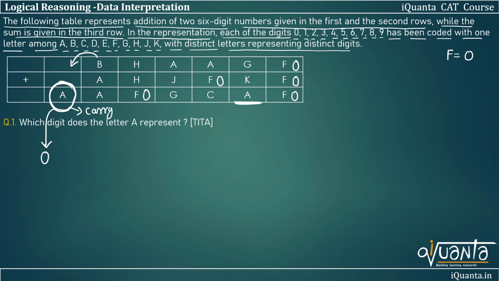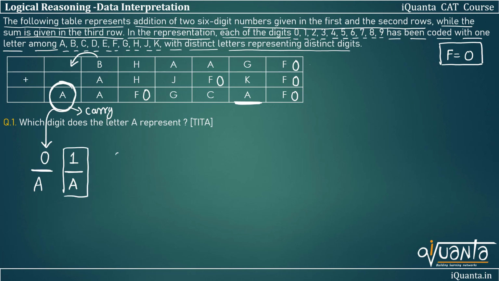So there will be a carry of 0 or 1. But if we assume a carry of 0, that means A will have to take value 0, which is not possible because F has already taken value 0 over here. So another possible value of carry A would be 1.